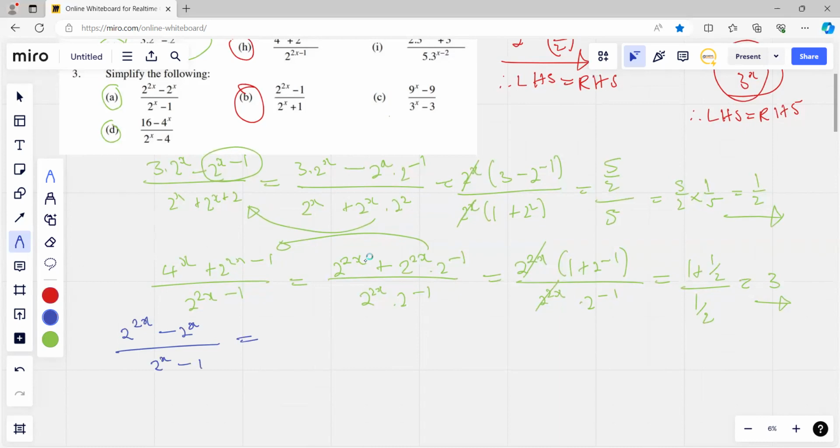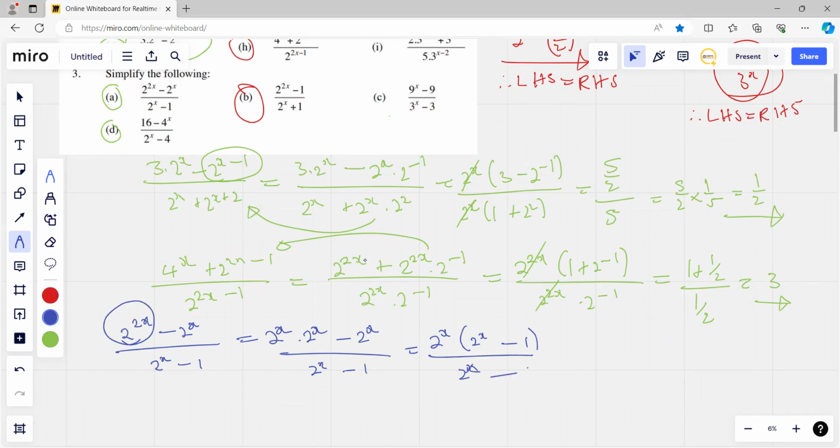Here, if you can check, we can take out a common factor because 2 to the exponent 2x is equivalent to 2 to the exponent of x multiplied by 2 to the exponent x. Because if the bases are the same, we add the exponents. Then minus 2 to the exponent x, divided by 2 to the exponent x minus 1, which is equal to, we take out a common factor of 2 to the exponent of x, which gives 2 to the exponent of x minus 1, divided by 2 to the exponent x minus 1.